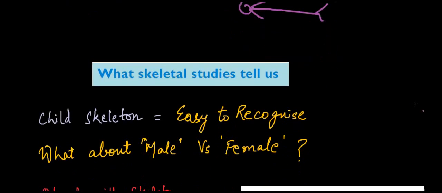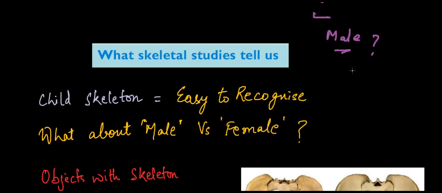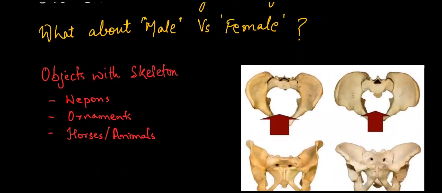But is it possible to know whether that particular skeleton is a male or a female member of the society? Well, it is quite difficult, because all the skeletons are actually similar. You can never know the difference by simply looking at the skeleton in easy terms.